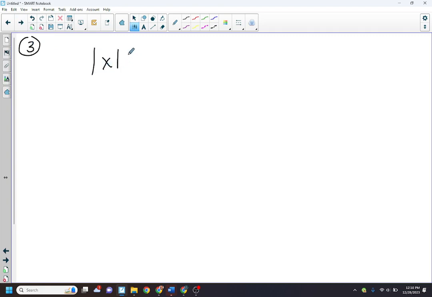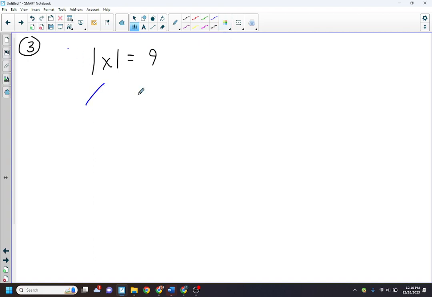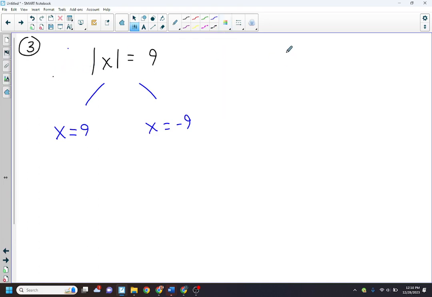All right, section 3 was about the absolute value. When it comes to absolute value, keep in mind, you're just splitting because you could get the positive answer and negative answer. So you would do x equals 9 and x equals, in this case, negative 9. This one's a straightforward one because it's just x equals.